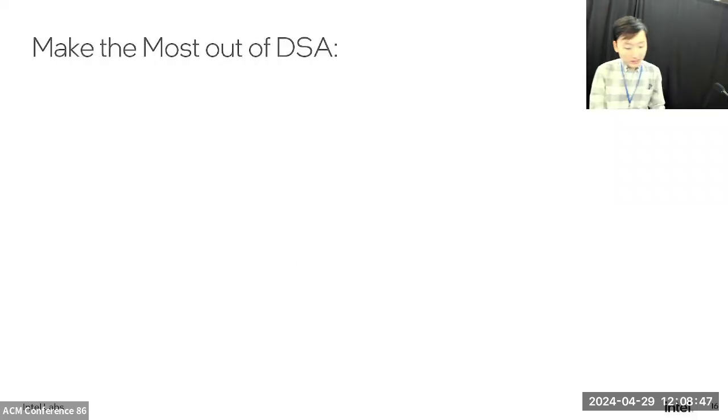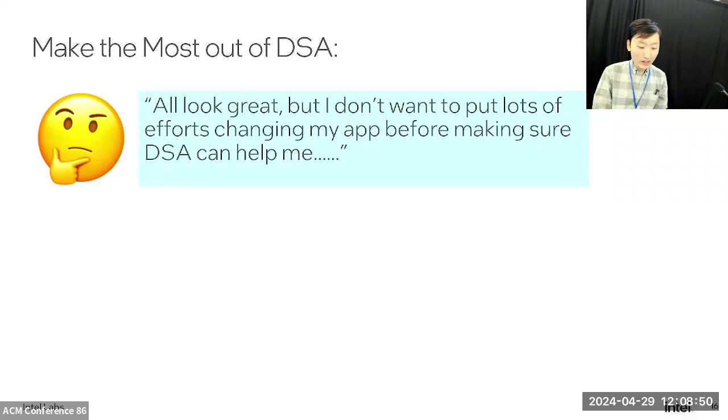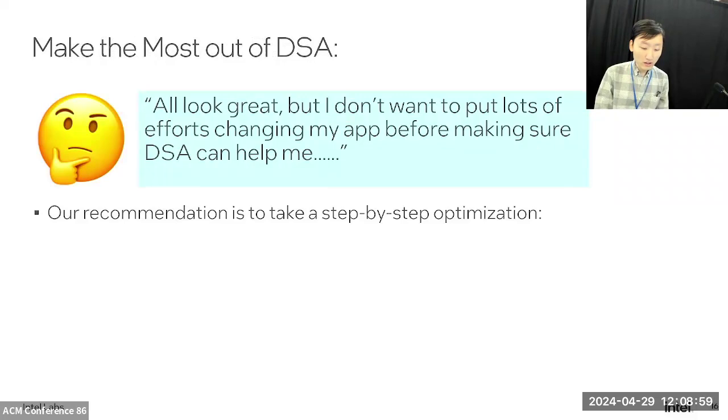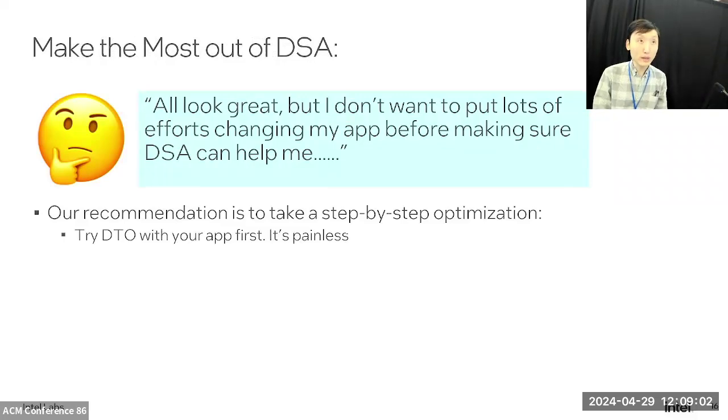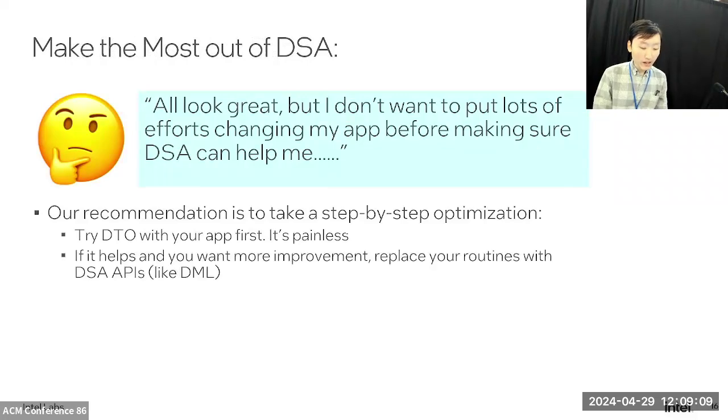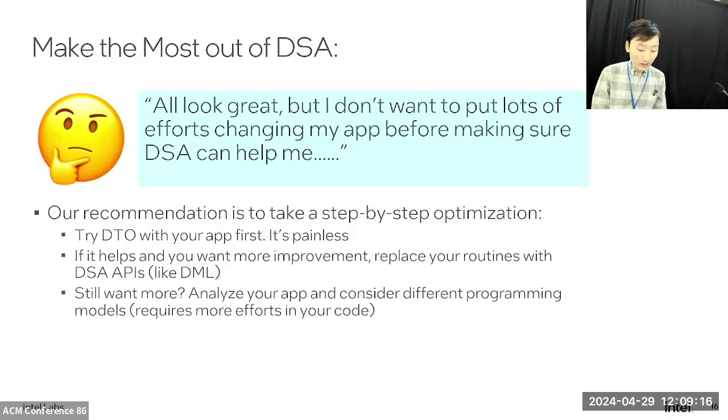Having said all this, you may think, hey, this is cool, but how can I know I can benefit from DSA? I just don't want to get my hands dirty immediately. Well, that's a great question. So here we suggest a step-by-step usage of DSA with little pain. First, you can try DTO that transparently offloads the task to DSA for you. This is painless, and you just require a couple of configurations. Then, if you want more control and more benefit, you can consider the DML APIs in your code. And finally, if you really want to squeeze every cycle out of DSA, changing the programming model can be a good option for you.